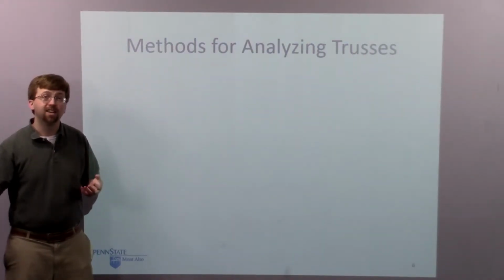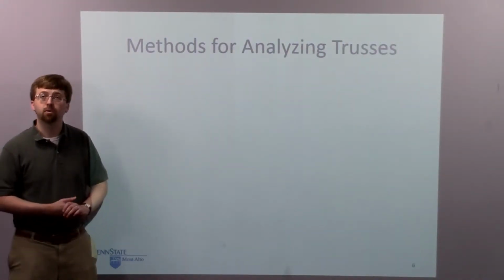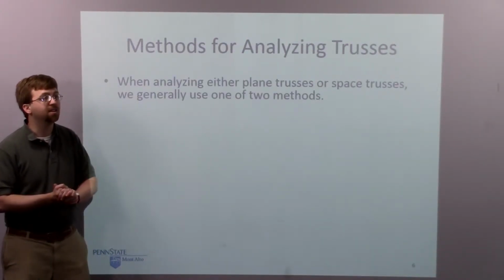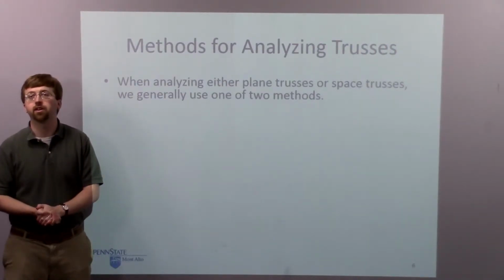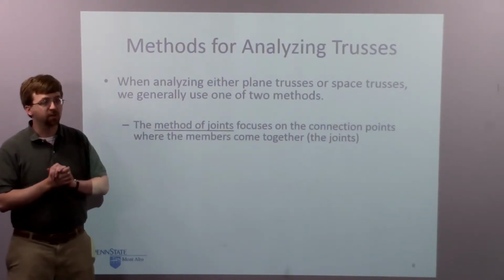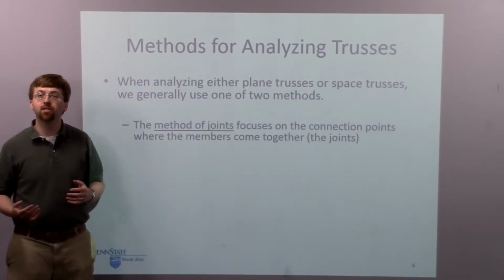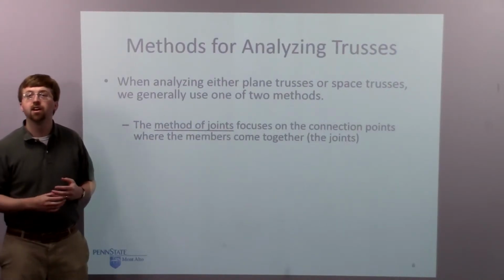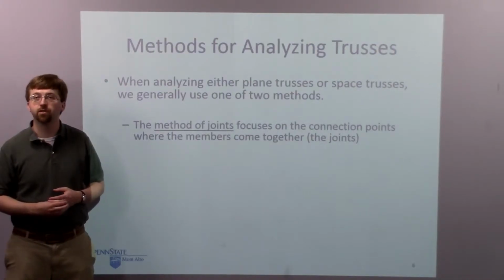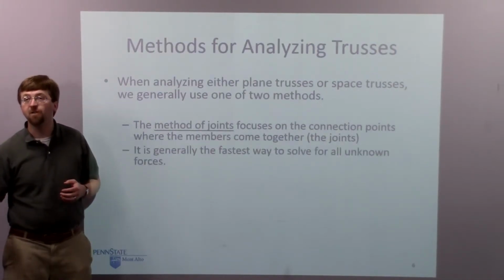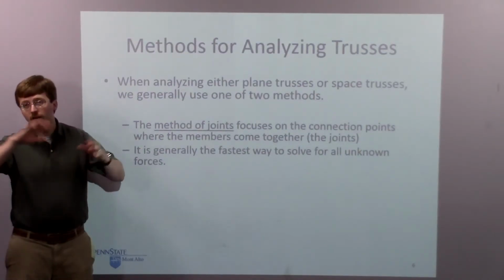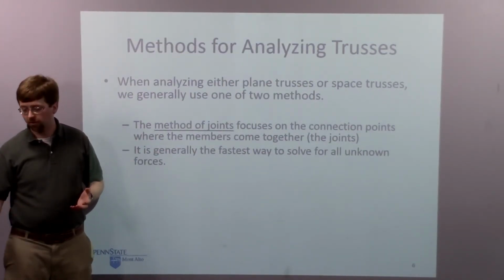So the methods for analyzing trusses: how do I find those tension or compression forces? I've got two methods, and these can be used for either plane trusses or space trusses. The first method is called the method of joints. The reason it's called the method of joints is it focuses on the connection points, or the joints, between all the members. We're going to do an equilibrium analysis of each of those joints, and this is going to be the fastest way to solve for all of the unknown forces. So if I want to solve for all of the forces, I usually want to use the method of joints.